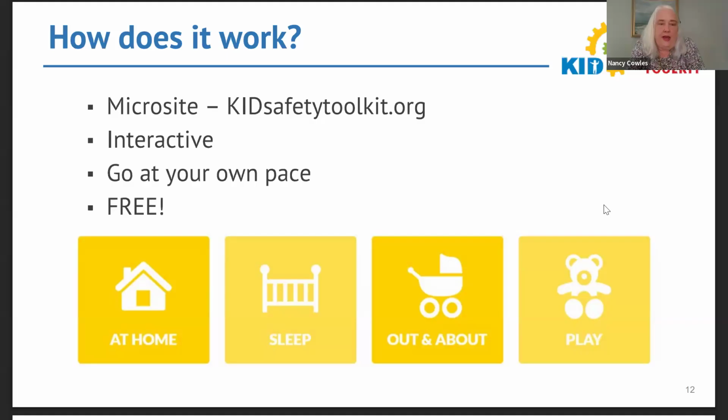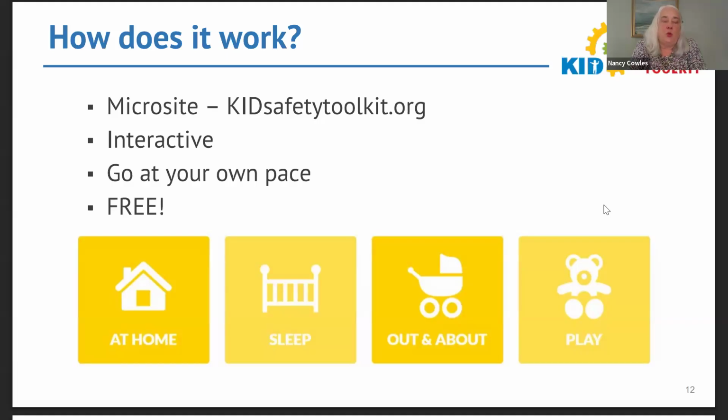And the URL has stayed the same, kidsafetytoolkit.org. You can also access it from the ICPHSO pages, but you can go directly to the site. This is an interactive course, so there are quizzes along the way. There are different types of delivery of the information, and then at the end there are a lot of resources, so you can go at your own pace.